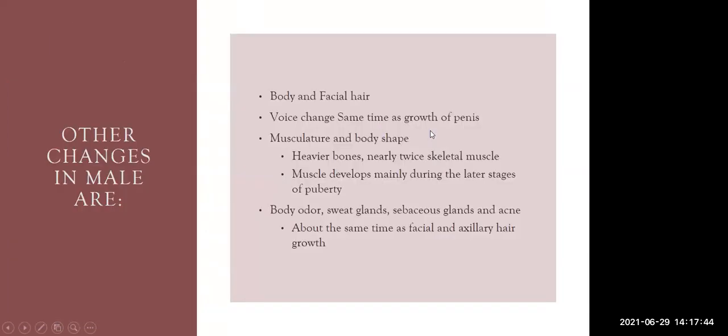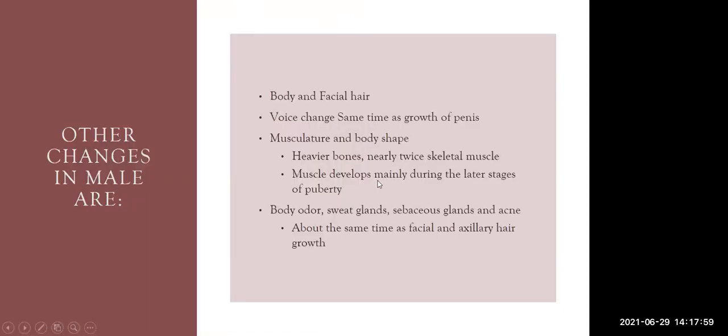Okay, next slide, the other changes that happen in the male. First, body and facial hair. Technically, men tend to be hairier than females, with full masculinization. There are voice changes at the same time as the growth of the penis. Their voice becomes deeper, and there's a change in musculature and body shape, where they have heavier bones and nearly twice the skeletal muscle. The muscle develops mainly during the later stage of puberty.